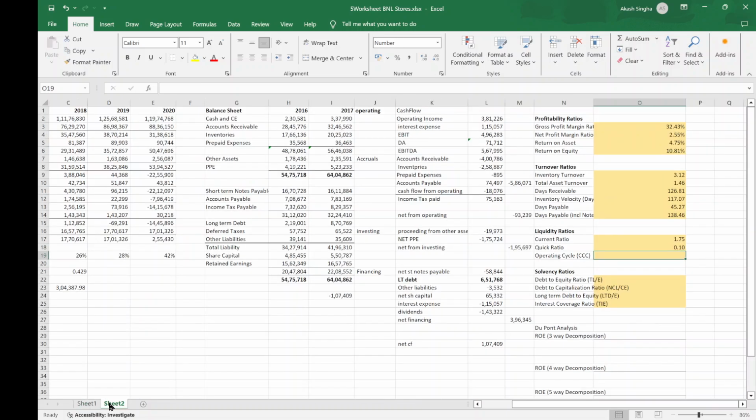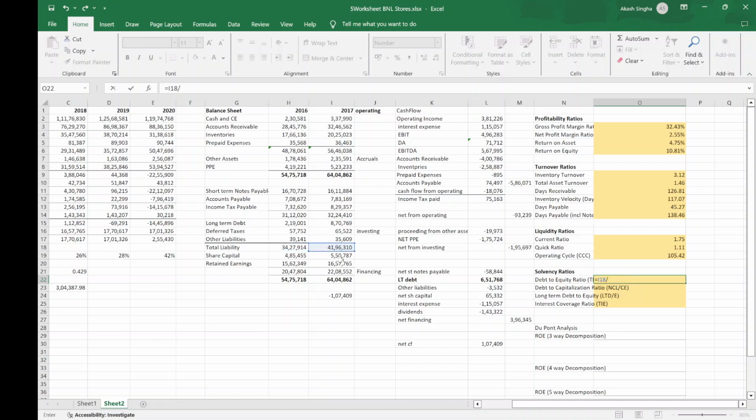0.1. No, quick ratio is cash and cash equivalent. Here accounts receivable also should be there, right? Yeah, because these are easily accessible. Prepaid expense we cannot get easily, and inventories we can. So operating cycle is, I think, days receivable plus inventory velocity minus days payable. 105.42. Let's check. 105.42.